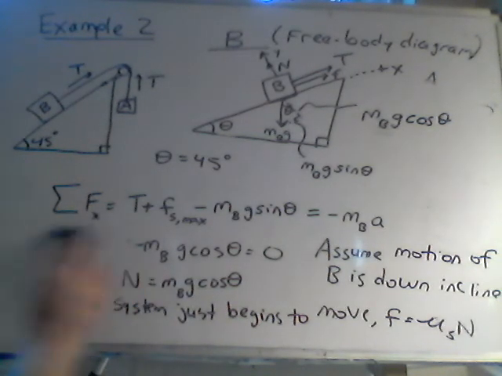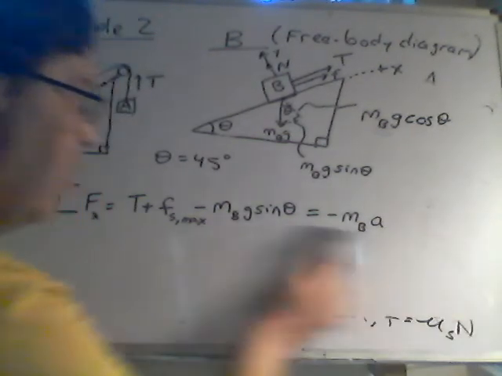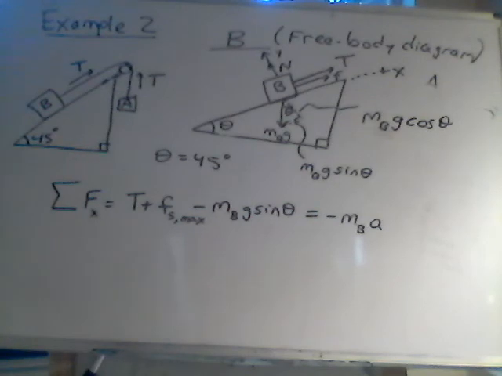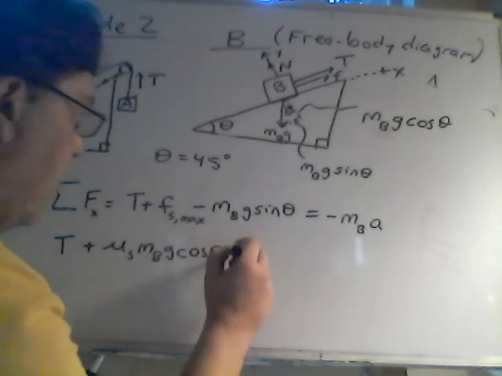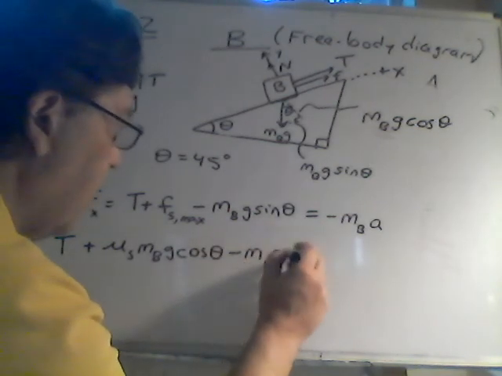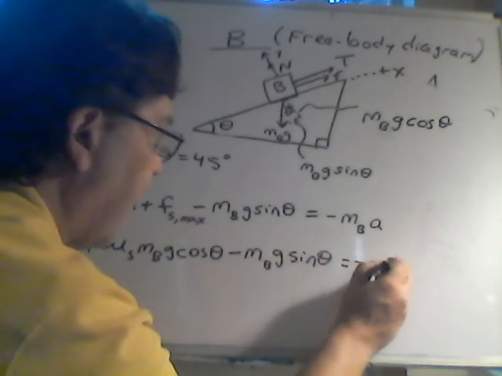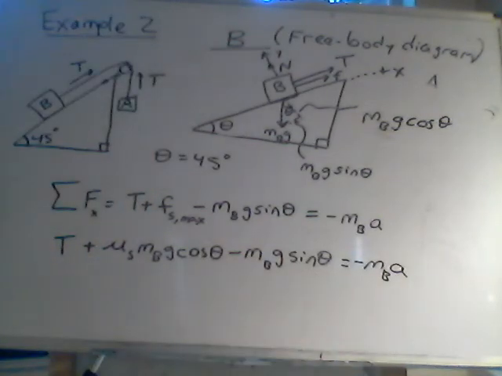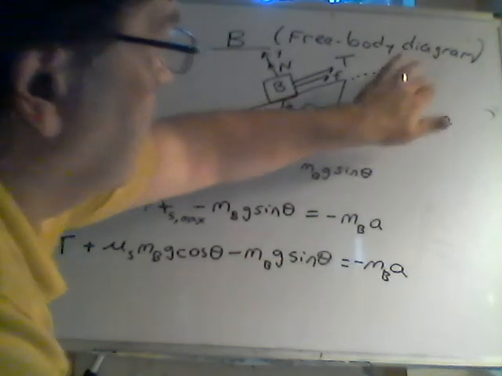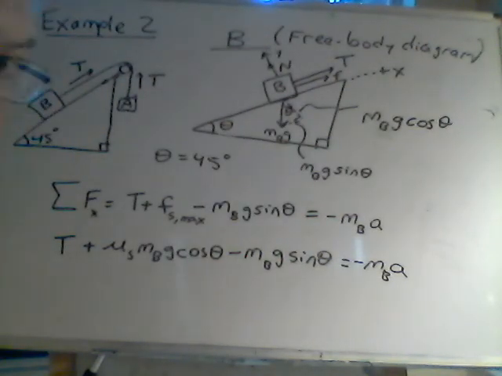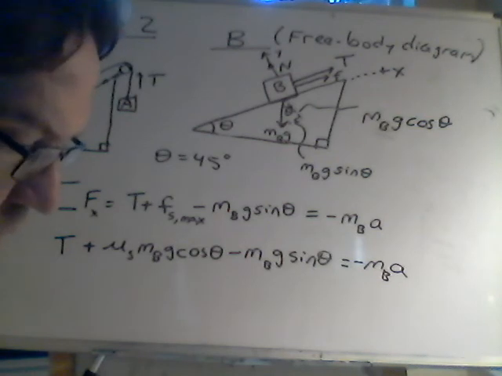And I write instead one equation that describes block B. The motion of block B, we describe by one equation, and it'll be that T plus mu sub s m sub b g cosine of theta minus m sub b g sine of theta equals negative m sub b a. Again, I don't put an A sub X there because that's the purpose of me having these tilted coordinate systems. All my acceleration is going to be going along the X direction. That's why I chose this system. So this is my equation in the X direction. All right, that's for block B.